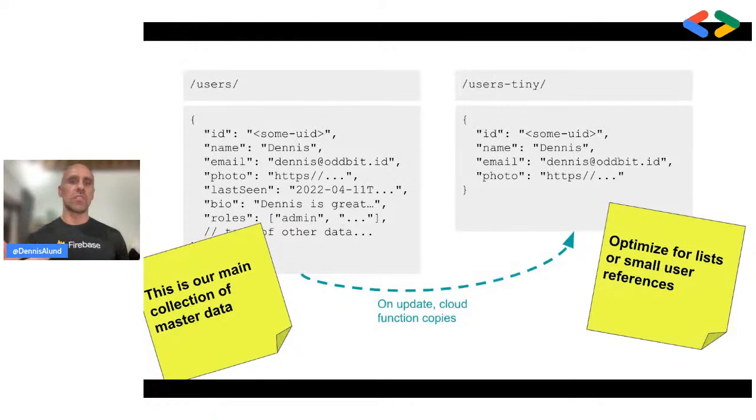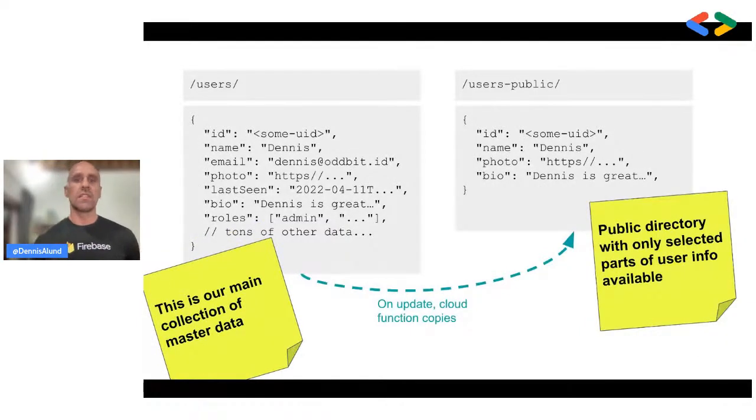And this could optimize the use case, for example, for displaying all the users in a list. But since I have the ID, I can link to that user's full profile later on. So this would save me a lot of bandwidth instead of downloading the full user object if I'm going to list a lot of users.